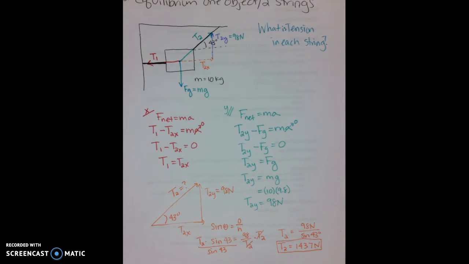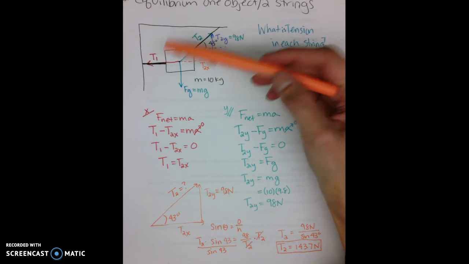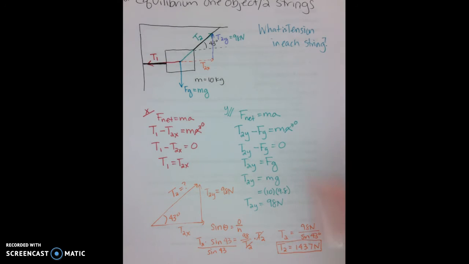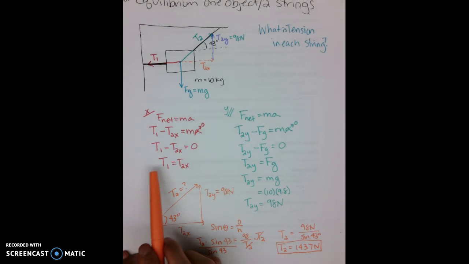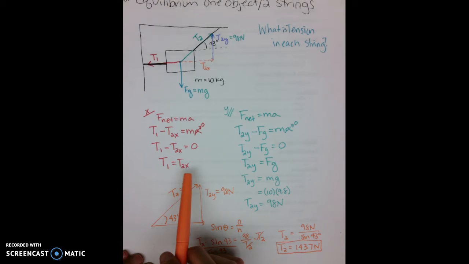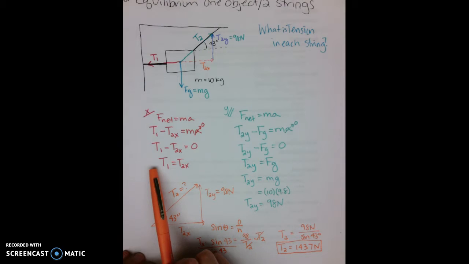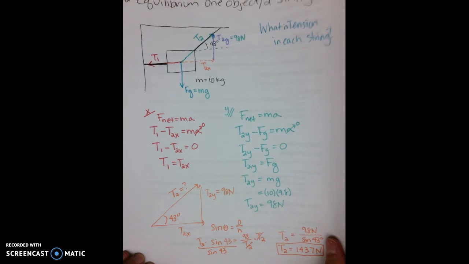Excellent. All right, well now where do I go from here? That's the value of T2, but how do I get T1? Well, looking back over here, I know that T1 is equal to T2x. Could I use this trig triangle to figure out what T2x is? Yes. And if I know that value, then that's what T1 equals. So that's what we'll work on right now.